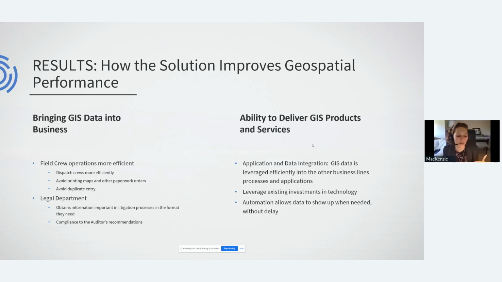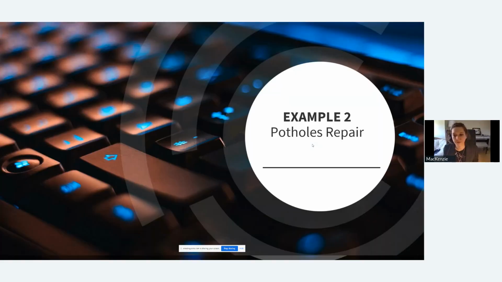So this is how the business was able to improve, by using maps, and the ability of the GIS department, by using application and data integration, to leverage their data in these different business lines more efficiently, and also they're able to serve data in the format they need, automatically, without having delays of having to process data on the back end. So this allowed them to leverage their existing technologies and improve their own performance at serving these multiple departments with the same data, but in the form needed for the different business processes.